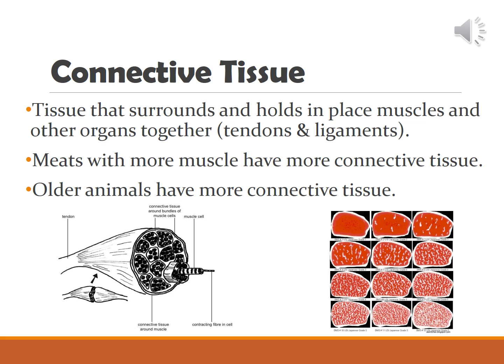And so in the picture on the left, you can see a muscle fiber, and that surrounding layer is all connective tissue. If you look at the picture on the right, all of the pictures closer to the bottom and closer to the right have more white pieces in the center of the meat. Those white pieces are connective tissue. And we're going to talk about why that's important in future slides.